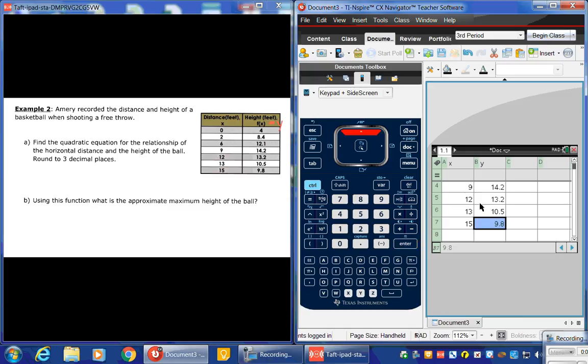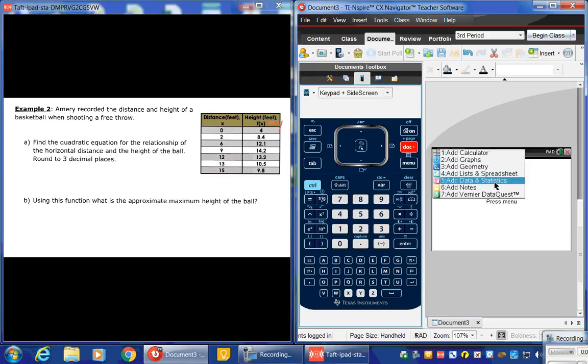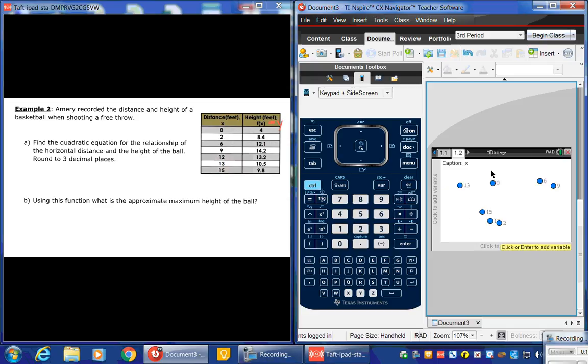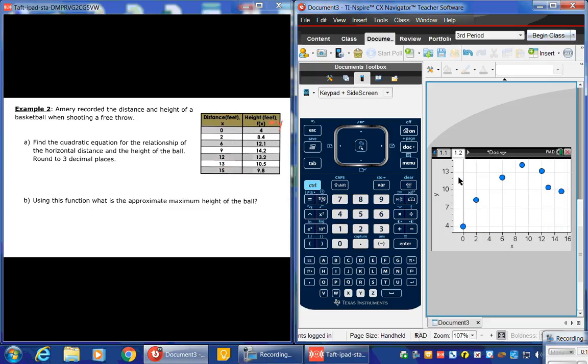And again, remember to hit enter after that last cell. Otherwise, your next page will not include that point. I'm going to add a data and stats page. And it just kind of throws all of my points here. I'm going to organize them by labeling this the x-axis and then the y-axis. There's our table.